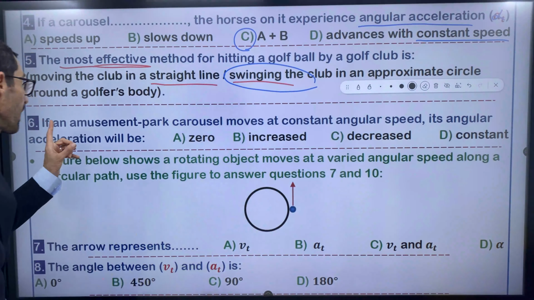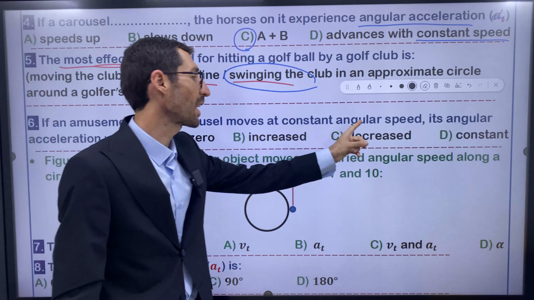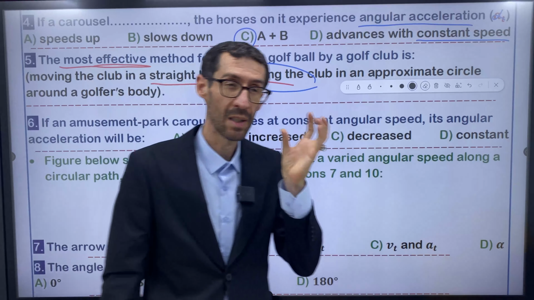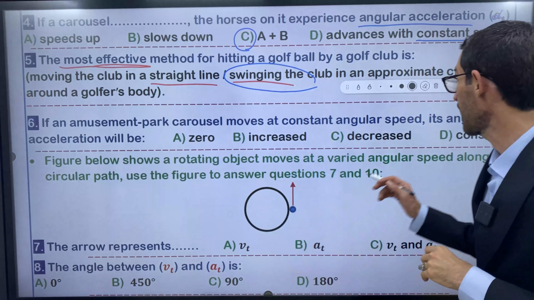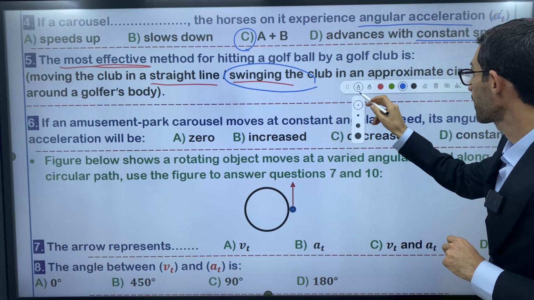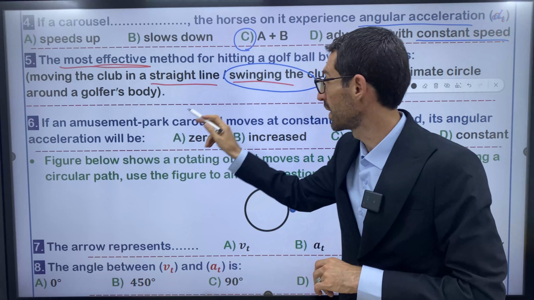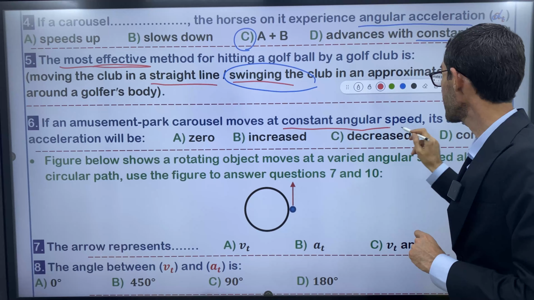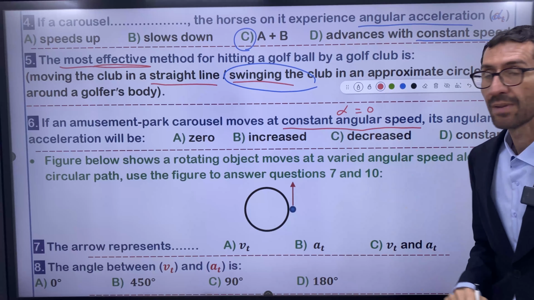Number 6, if an amusement park carousel moves at constant angular speed. Constant angular speed. You hear the word constant, right? Concentrate on constant. Let me underline it for you. It says if an amusement park carousel moves at constant angular speed. What does it mean? It means alpha is equal to 0.